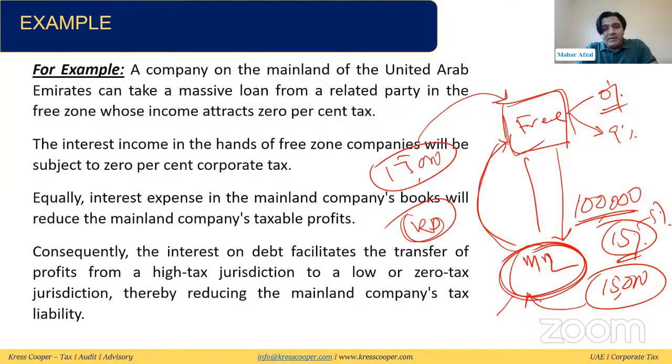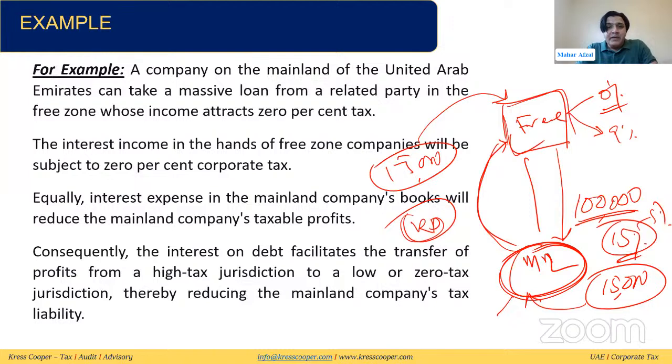So I have mentioned the same example here. A company on the mainland of the United Arab Emirates can take a massive loan from a related party in the free zone whose income attracts 0% tax. We have assumed it for the time being. The interest income in the hands of the free zone company will be subject to tax at 0%. Equally, interest expense in the mainland company's books will reduce the mainland company's taxable profits.